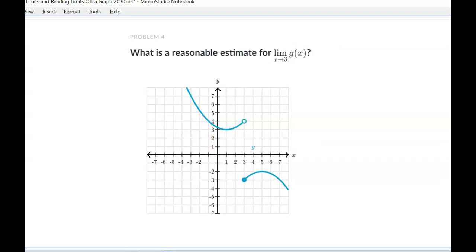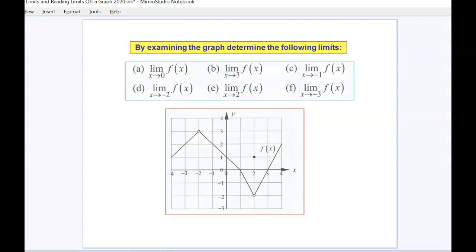And the limit as x approaches 3 in this case? Well, because the limit from the left of 3 is approaching 4 and from the right of 3 approaching negative 3, we would say this limit does not exist. Okay, let's practice a few more here.